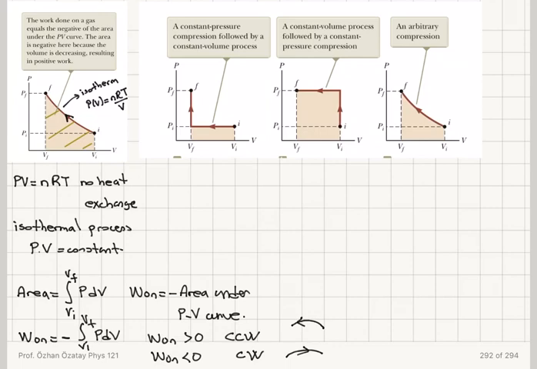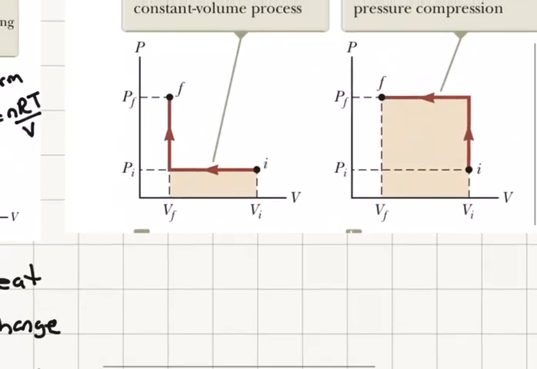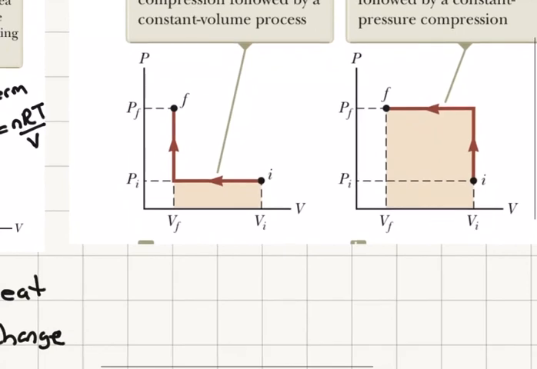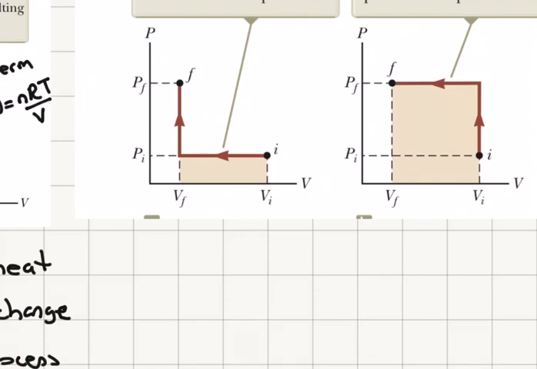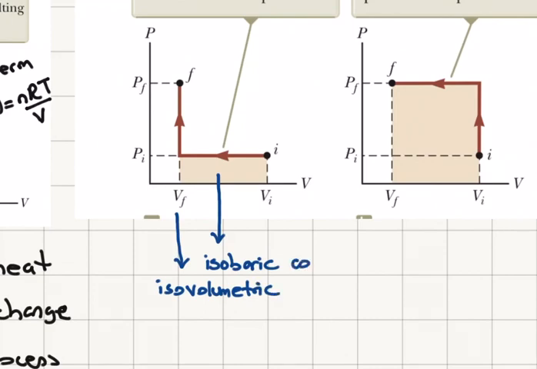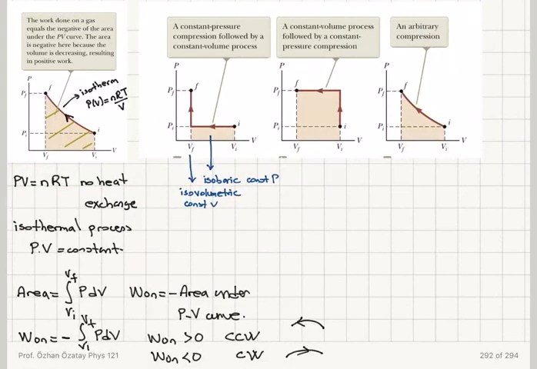Now, if you look at two other processes that take me also from V initial to V final, the process that I will look at here is one where I fix the pressure first. This part of the process is called isobaric. And then I fix the volume, and this part of the process is called isovolumetric. Constant pressure, this is a constant volume process.